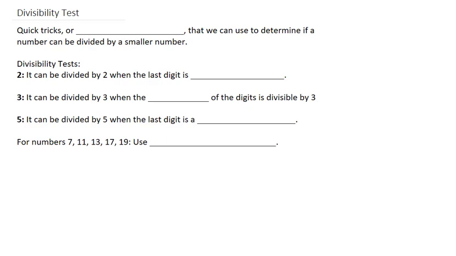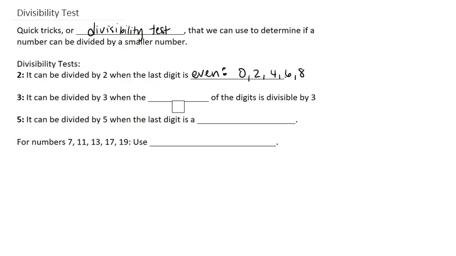Divisibility test. Quick tricks, or divisibility tests, that we can use to determine if a number can be divided by a smaller number. So we have a couple different divisibility tests. 2: It can be divided by 2 when the last digit is even. This is when the number ends in a 0, a 2, 4, 6, or an 8.